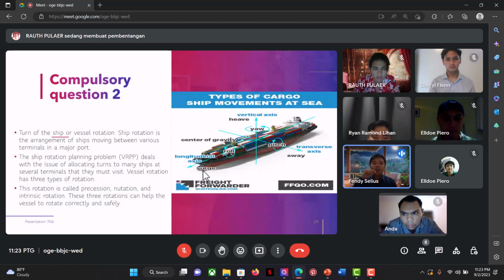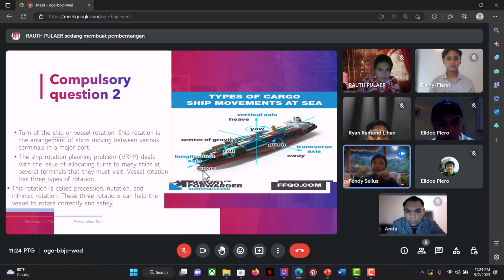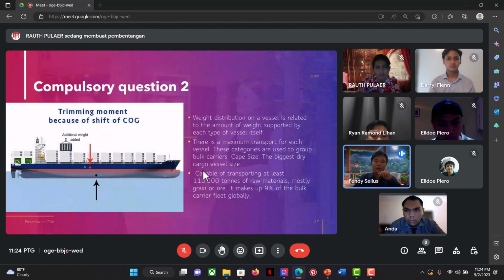Number 2 is the ship's or vessel rotation routine. The ship routine is an image of a ship moving between routes, terminals and major ports. The vessel rotation planning problem deals with the issue of the location and turn of many ships at the ports they must visit. Visualization of types of rotations. The rotation has three types: number 1 is precession, nutation, and interaction rotation. These three rotations help the vessel to correct itself and stay safe when the vessel rolls. Like that, more like that.